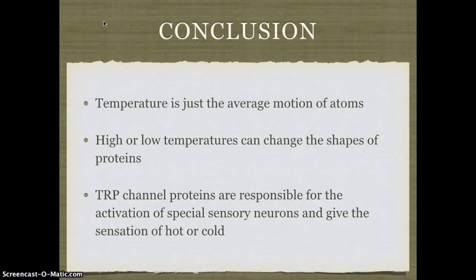So in conclusion, temperature is just the average motion of atoms. High or low temperatures can change the shape of proteins. TRP channels are responsible for the activation of special sensory neurons and give the sensation of hot or cold.